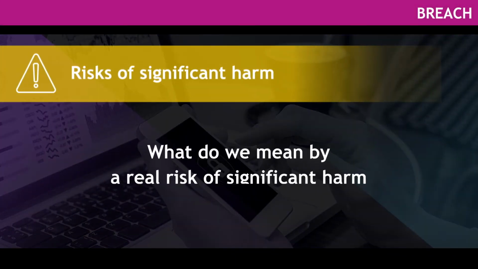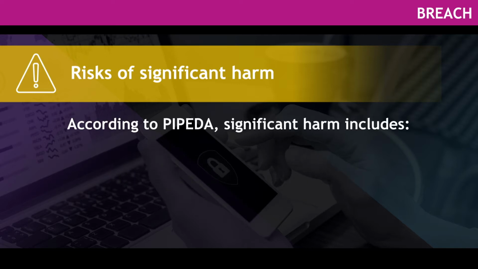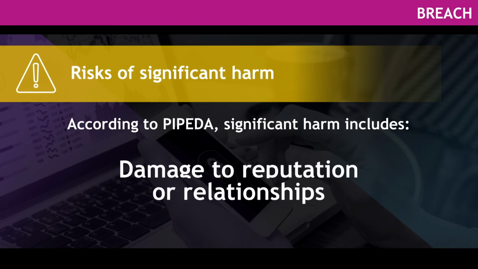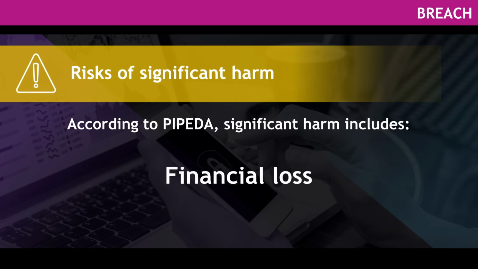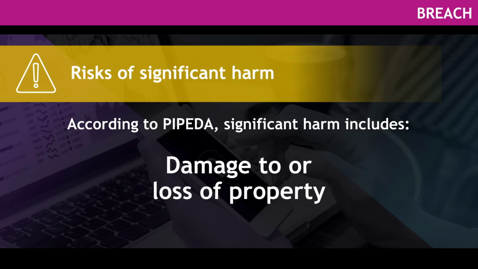First up is, what do we mean by a real risk of significant harm, and how does it apply? According to PIPEDA, significant harm includes bodily harm, humiliation, damage to reputation or relationships, loss of employment, business or professional opportunities, financial loss, identity theft, negative effects on the credit record, and damage to or loss of property.